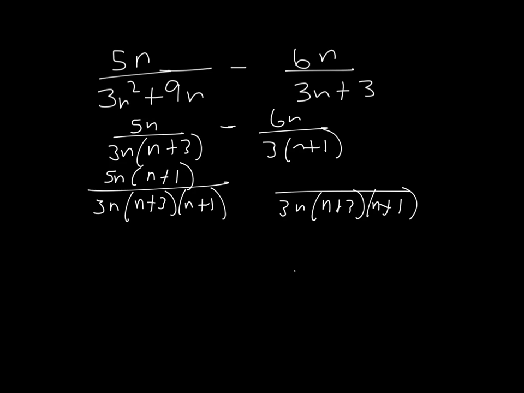Then we come over here, we see this, we see this. We do not have the n plus 3 up here, and we don't have this n up here. We have the 3, we have the n plus 1, but this stuff right here, we added that. We didn't add, we multiplied this compared to what it used to be. So we're going to have to multiply the top by the same thing. So we're going to have 6n times n plus 3.